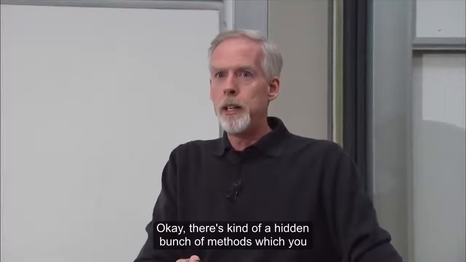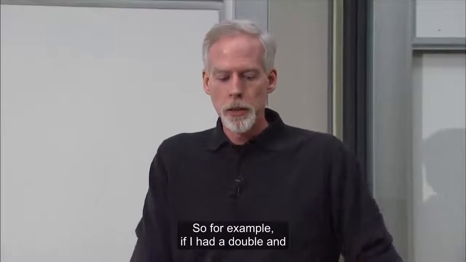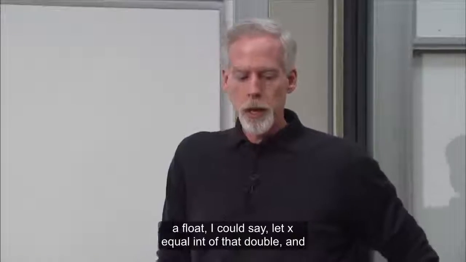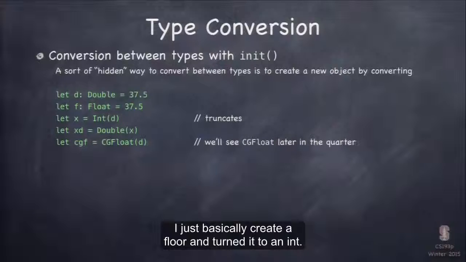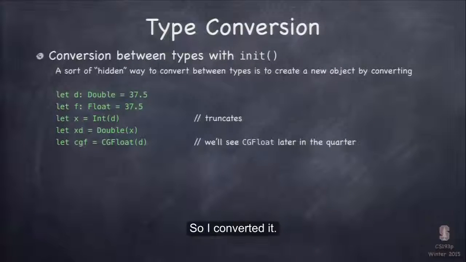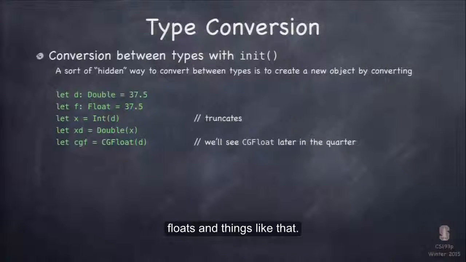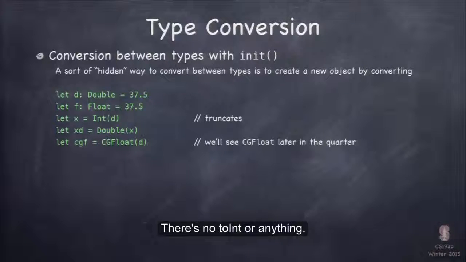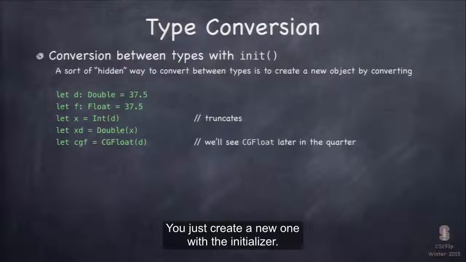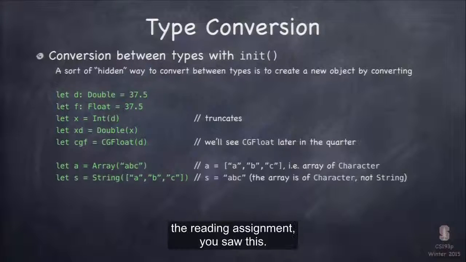There's kind of a hidden bunch of methods that you don't even know about, which is conversions using init. For example, if I had a double, I could say let x equal Int of that double. I basically created a floor and turned it into an int. So I converted it. You can convert things from one thing to another. It makes total sense with number values like ints and floats. And you're going to see CGFloat next week. That's another kind of floating point number. You can convert using, there's no toInt or anything, you just create a new one with the initializer.